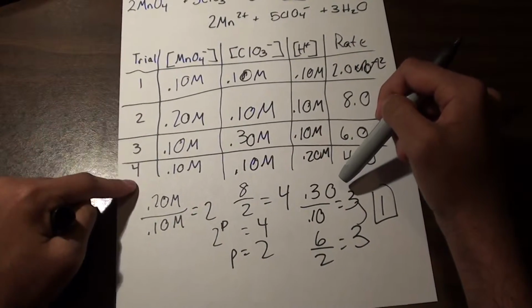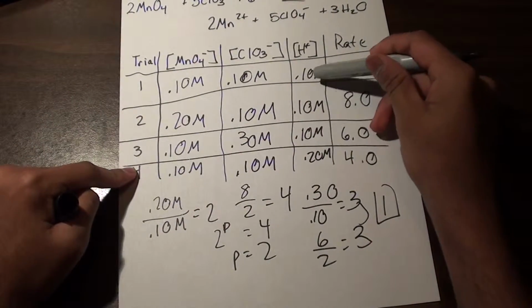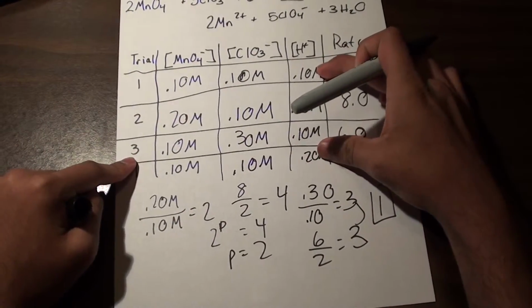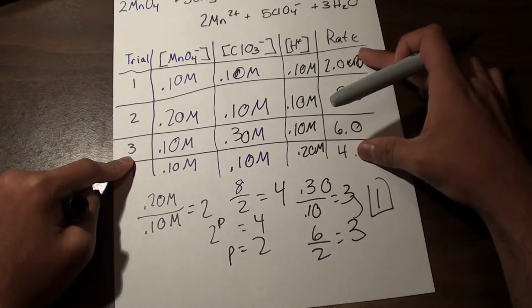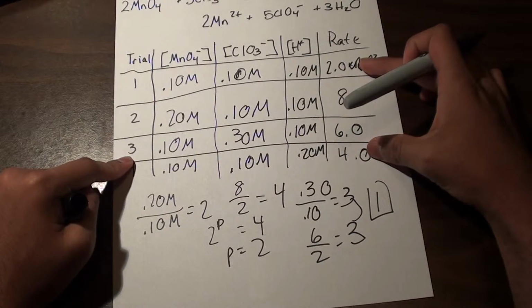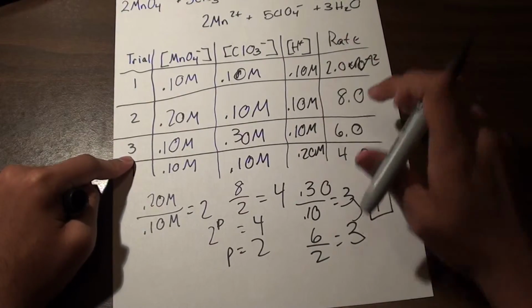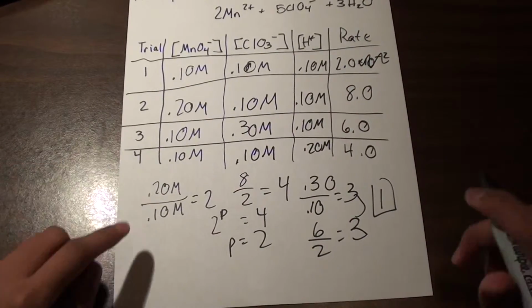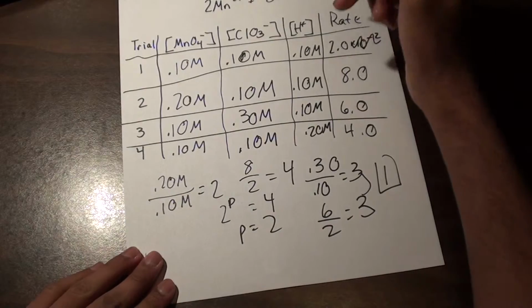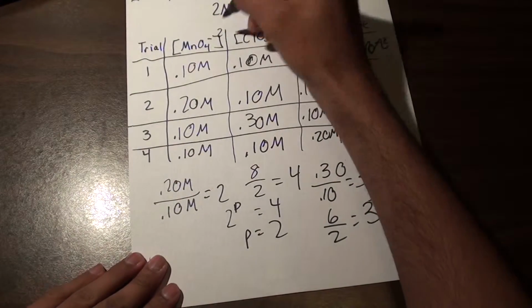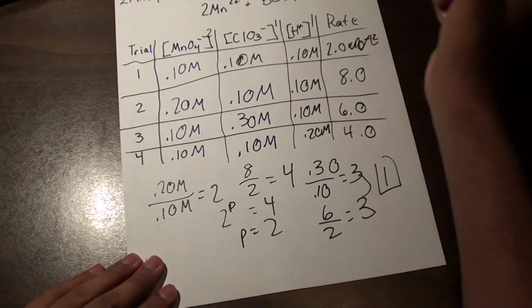So if you compare the first and fourth trials, you'll get a twofold increase in the hydrogen ions and a twofold increase in the rate. So 2 to 1, 4 to 2. That's going to be a pretty good indication that this is first power. So we have second, first, first.